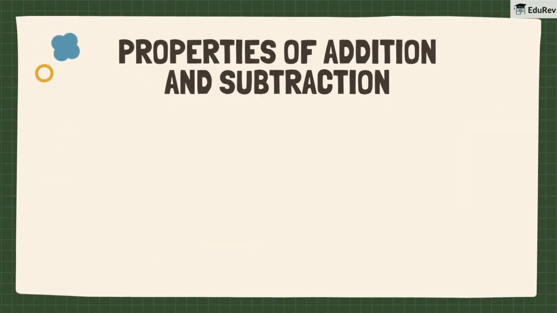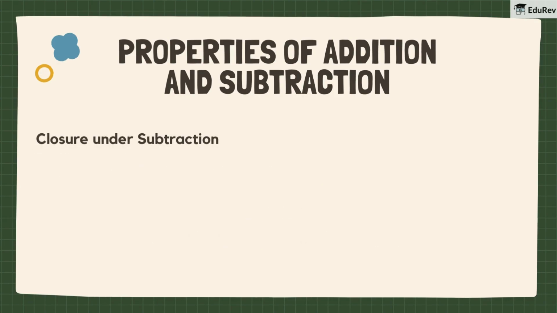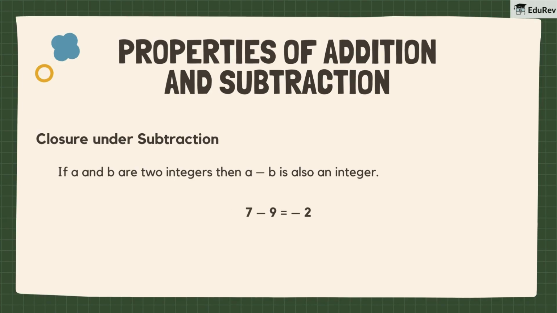Let's see the next topic, which is properties of addition and subtraction of integers. First, let's see what is closure under addition. When we add two integers, guess what? The result is always an integer too. For example, if we add 17 and 23, we get 40. All of these are integers. The same goes with subtraction. Closure under subtraction: if a and b are two integers, then a minus b is also an integer. Like, 7 minus 9 is equal to -2, which is also an integer.